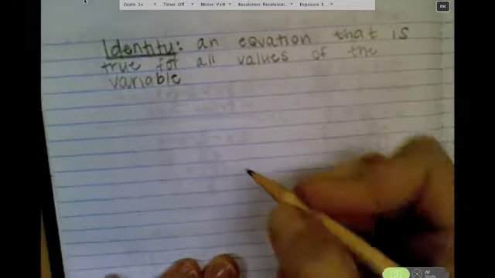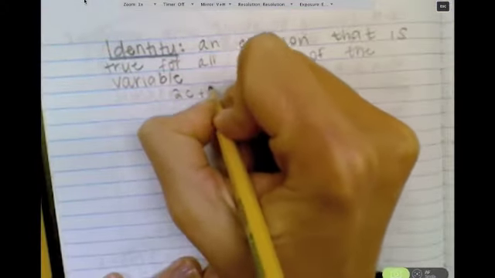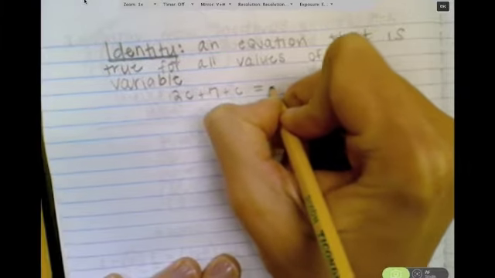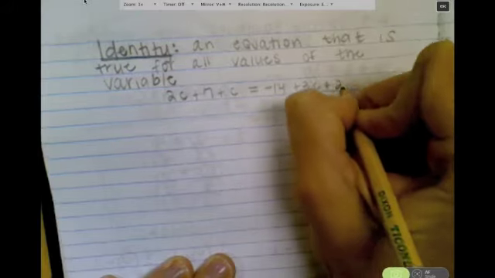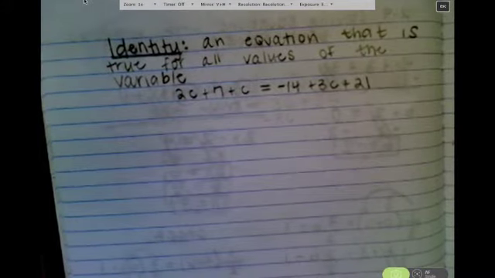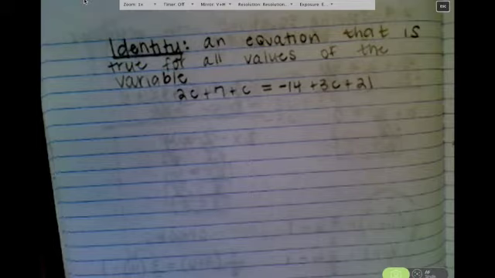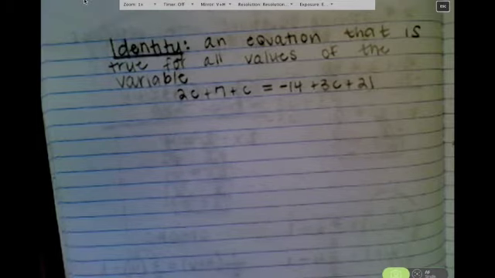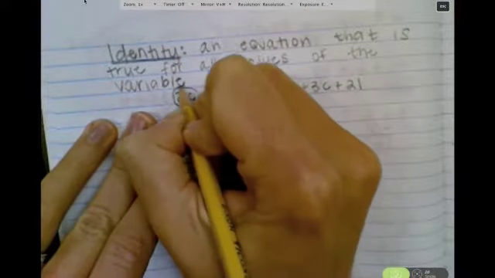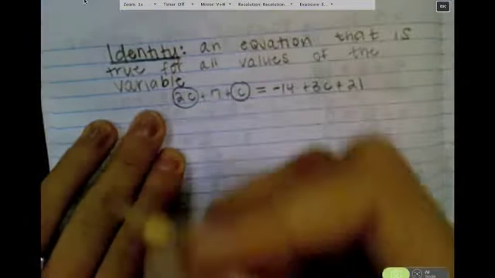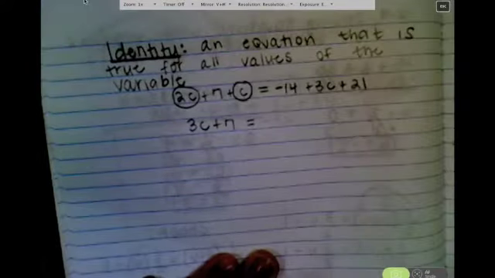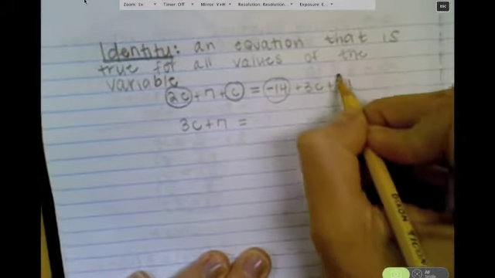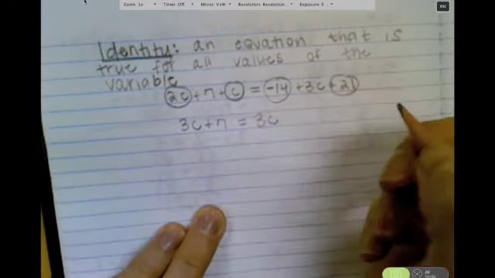For example, if you have 2c plus 7 plus c is equal to negative 14 plus 3c plus 21. We're going to go about solving this in the exact same way we have been. So we're going to first simplify each expression. So on the left-hand side, we can combine like terms. 2c plus c would be 3c. And on the right-hand side, we're going to combine like terms, negative 14 and 21.